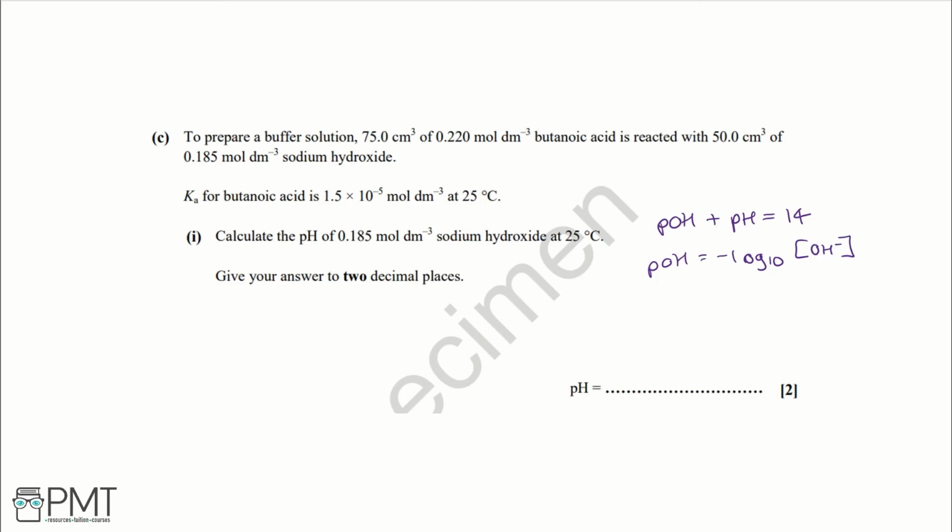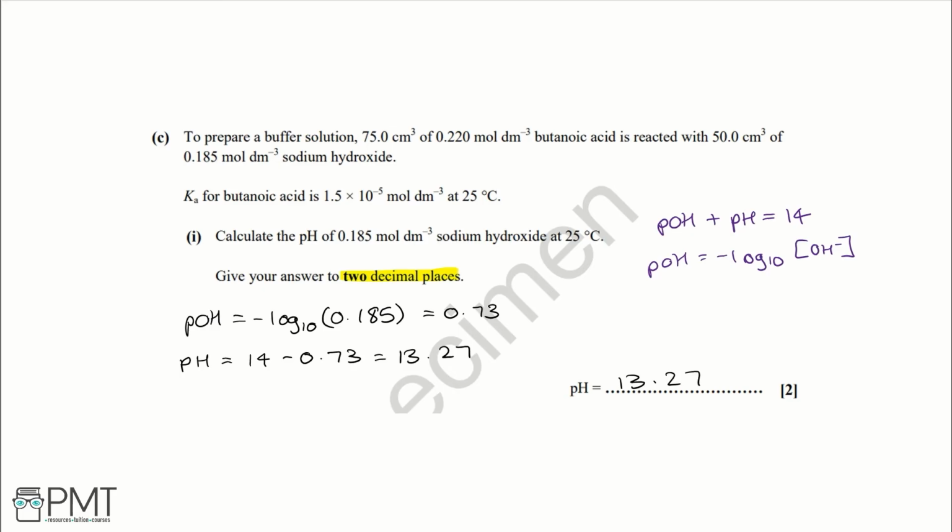So what we're going to do is work out pOH, which is minus log10 of 0.185, and that equals 0.73. And then we can work out pH by doing 14 minus 0.73, and that equals 13.27, giving our answer to 2 decimal places. So if we then write 13.27 on the answer line.